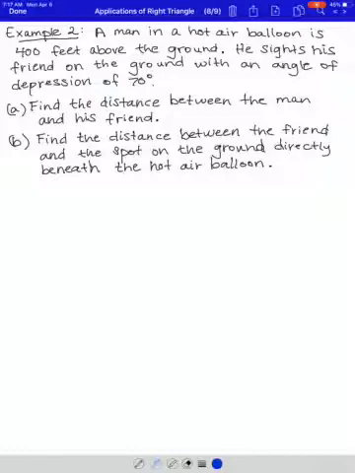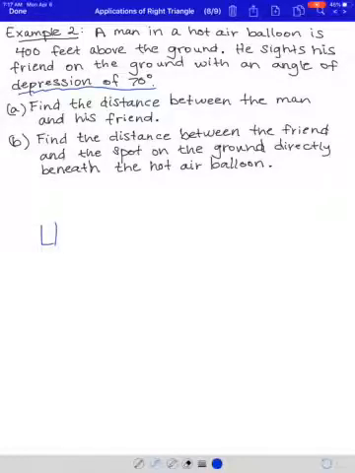So in example 2, what we have is a man in a hot air balloon, and this hot air balloon is 400 feet above the ground. And he looks down at the ground and he sights his friend with an angle of depression of 70 degrees. Okay, so let's start by drawing a picture.